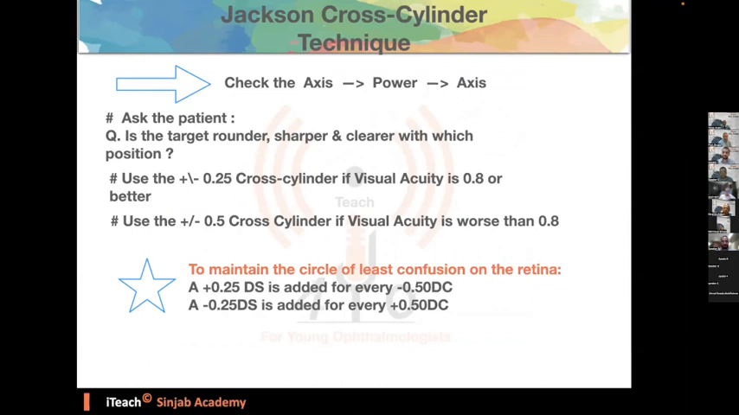And for each addition of minus 0.5 cylinder, we should modify the sphere prescription to the opposite side with the half value.